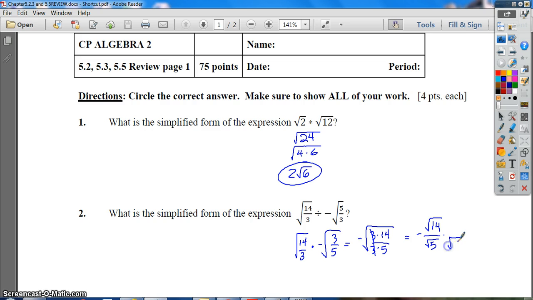Now, remember, we are not allowed to keep the square root of 5 in the bottom. So to get it out, we multiply the top and bottom by the square root of 5, thereby leaving me with the square root of 70 over 5. Don't forget the negative. You cannot reduce that. 70 is not divisible by any perfect square. If you break down 70, it would be 2 times 7 times 5, none of which you could take the square root of. All right, so there's the first two.